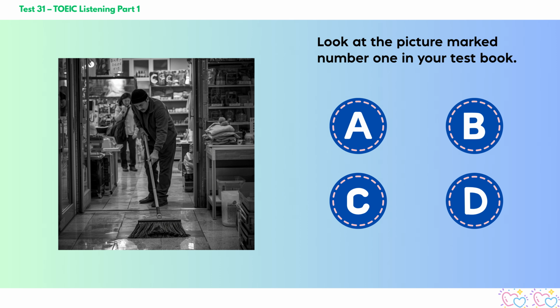Look at the picture marked number 1 in your textbook. A. The man is sweeping the floor inside the shop. B. The man is arranging products on the shelves. C. Customers are entering the store. D. The man is closing the shop door.